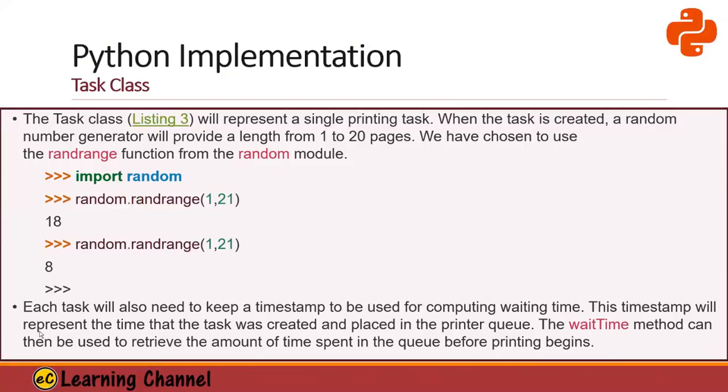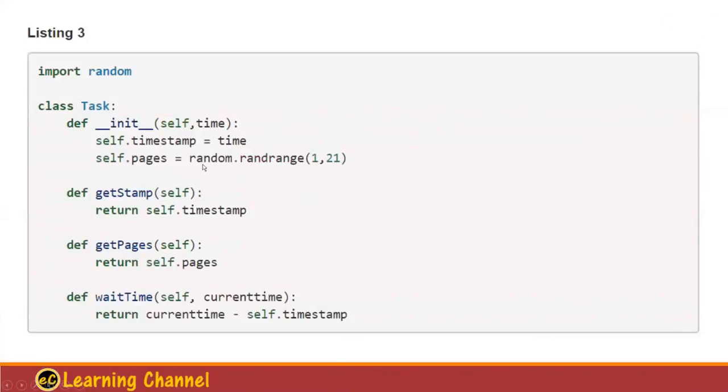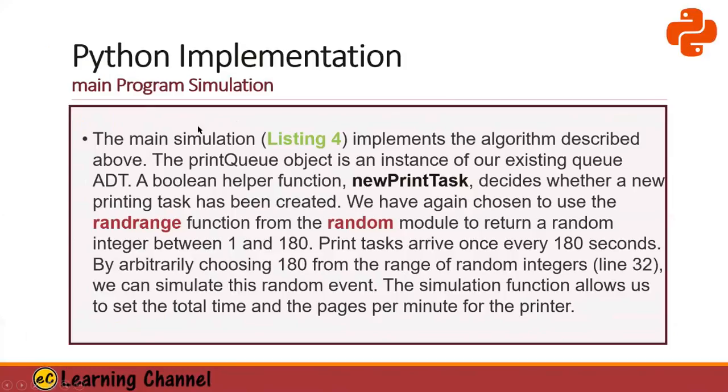So each task will need to keep the timestamp to be used for computing the wait time. The timestamp represents the time the task was created and placed in the printer queue. The wait time method can then be used to retrieve the amount of time spent in the queue before printing begins. So here is the task class. Whenever there's a task, you create a timestamp for it, and then you generate the number of pages to be printed, and that number of pages will be used to calculate the process time that you needed. Okay, then there's a main program.